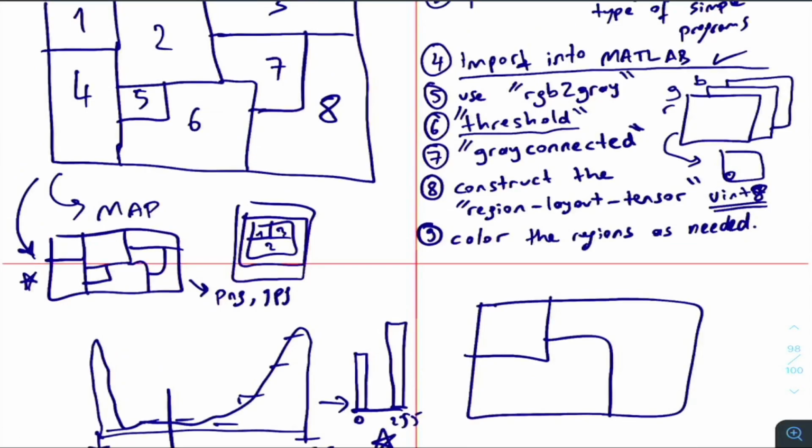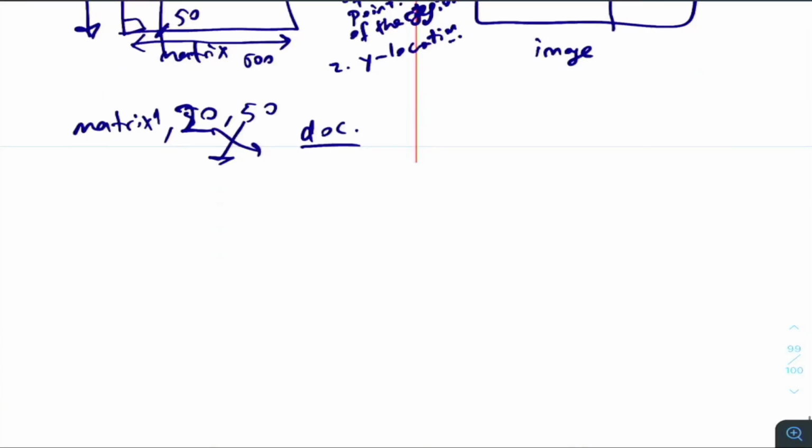And after that, I'm looking at this, and we will be using grayconnected. And after that, construct the, I just said this is not a real function name. I just named an object. This is the name I gave. I will talk about it in the next video probably, right? And region array tensor, okay. Now we're going to talk about that.